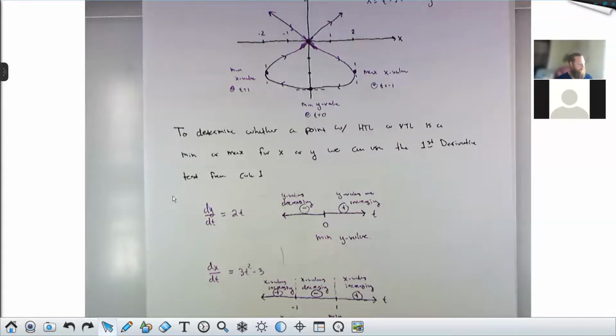Questions on finding the vertical and horizontal tangents on any of these steps?